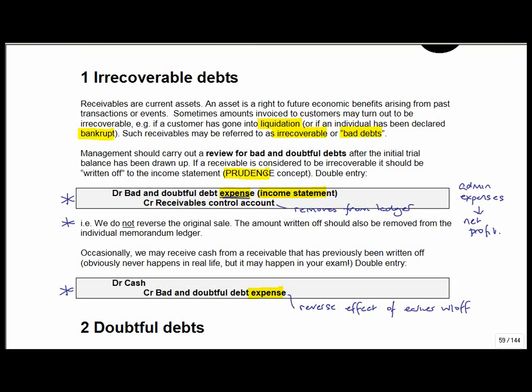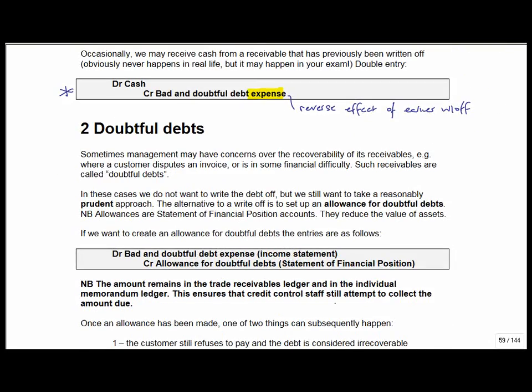Okay, so that's what we mean by irrecoverable or bad debts. There's another situation that we need to be aware of, though, and that's where we have concerns about the recoverability of some of our amounts due from customers, and we call these doubtful debts. Okay, so it might be that customers haven't necessarily gone into liquidation or gone bankrupt, but nevertheless, perhaps they're taking a very long time to pay. Perhaps we're struggling to get hold of them by telephone to ask them to pay our invoice.